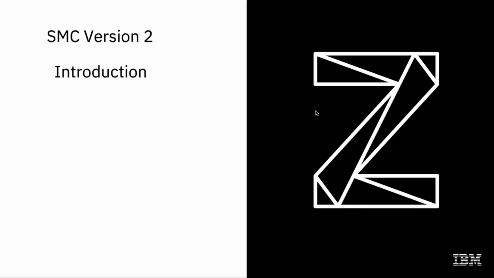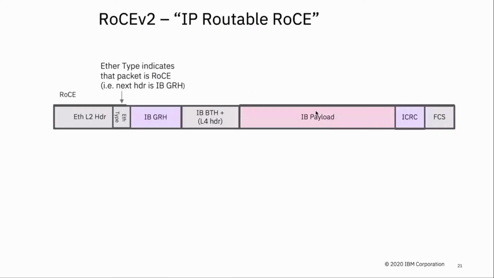That's what has gotten us to this point of how to lift that single subnet limitation, and that's called SMC version 2, which we'll introduce today. It's going to provide that solution for us.